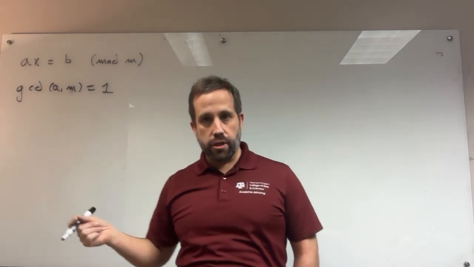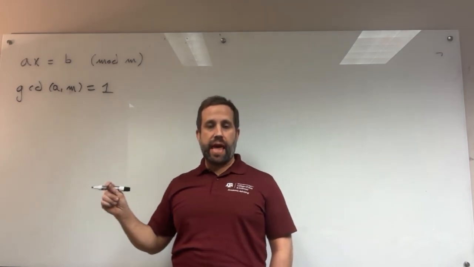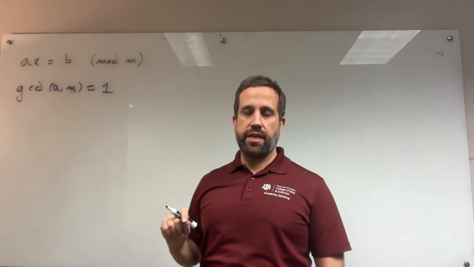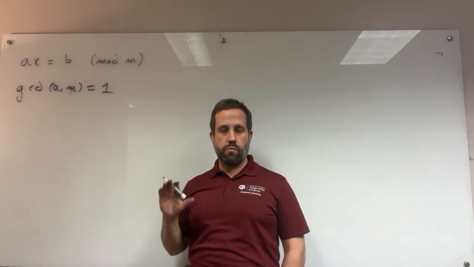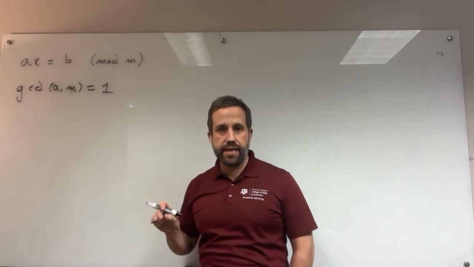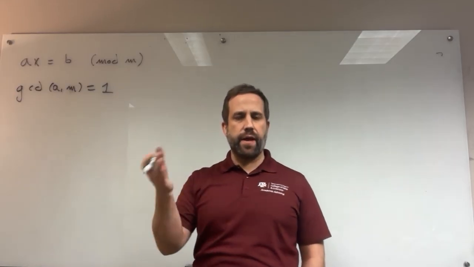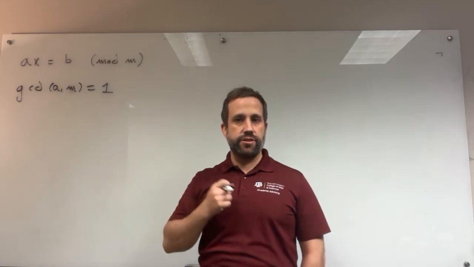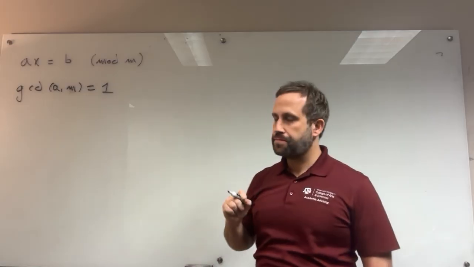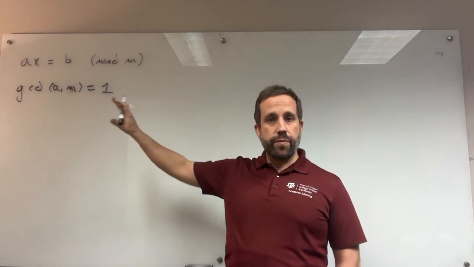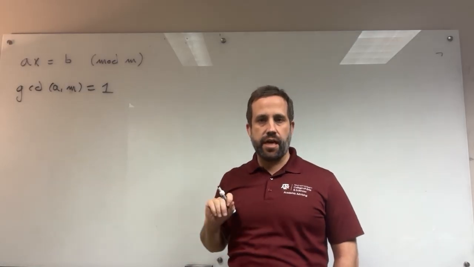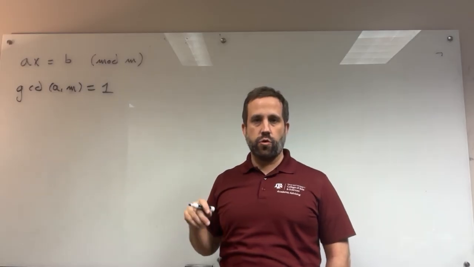Now, more generally, B needs to be a multiple of the GCD of A and M. Explaining why that is would be another good thing to do in the discussion post. Anyways, we're going to be assuming throughout that the GCD of A and M is equal to 1.